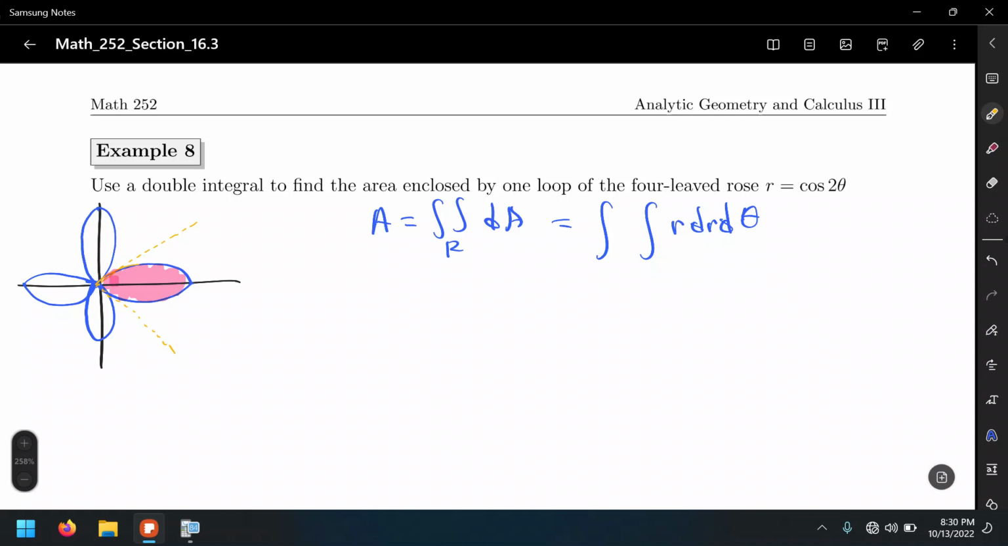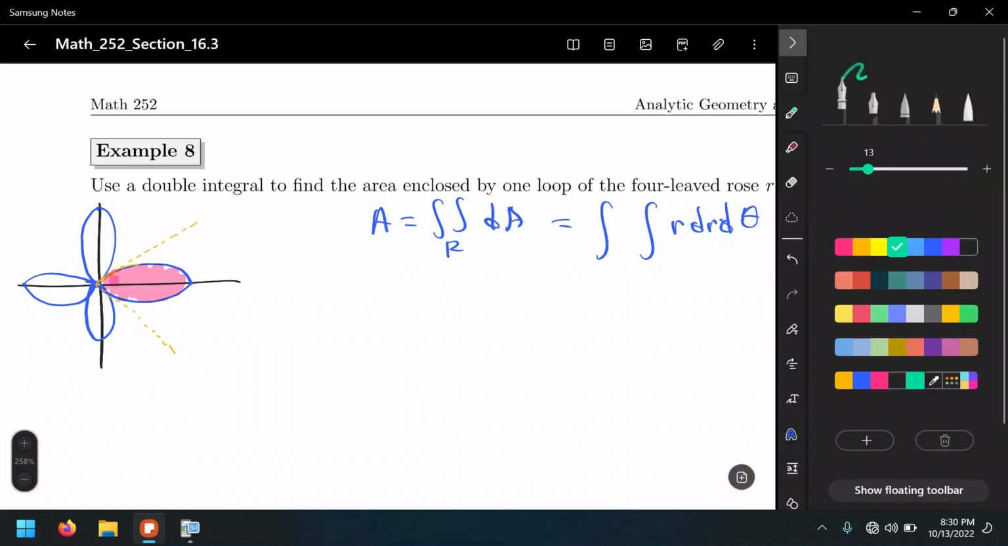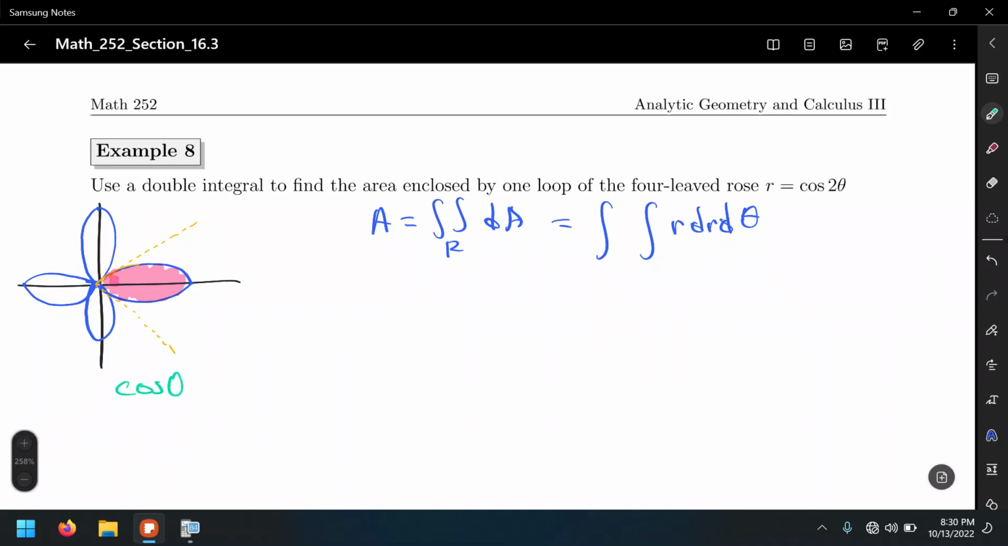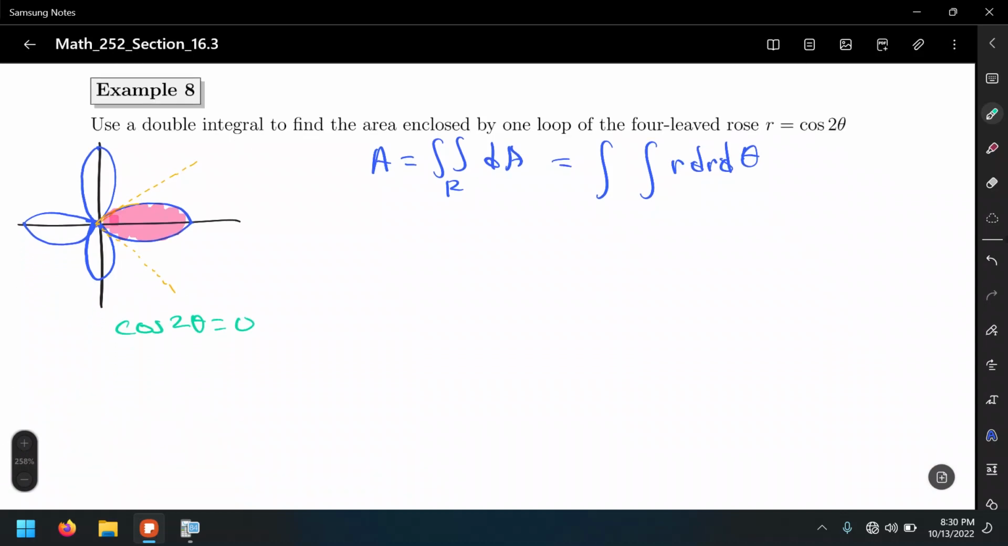So in this case, we need to set cosine 2 theta equals 0. We need to figure out when that is equal to 0. Well, we know cosine is 0 for angles like pi over 2, 3 pi over 2, 5 pi over 2, etc. But in this case we don't want to find it for theta, but actually for 2 theta.